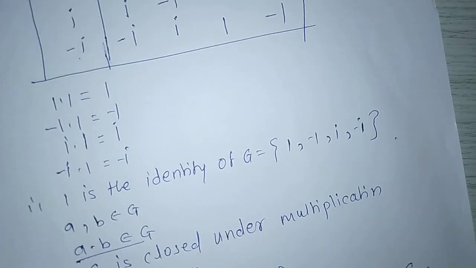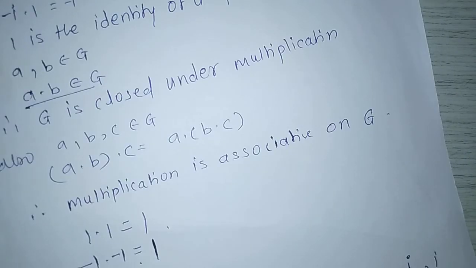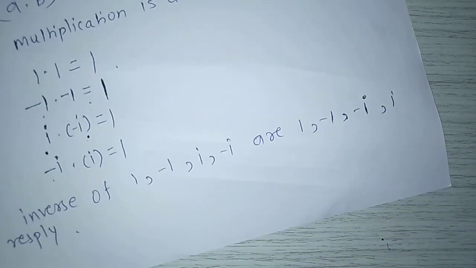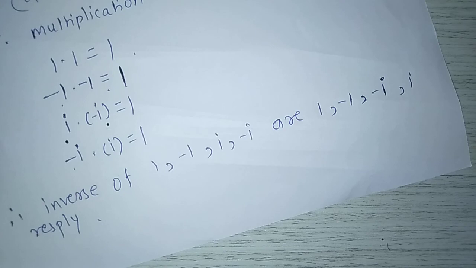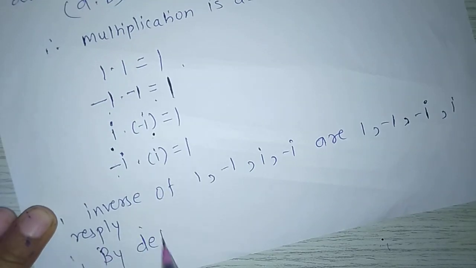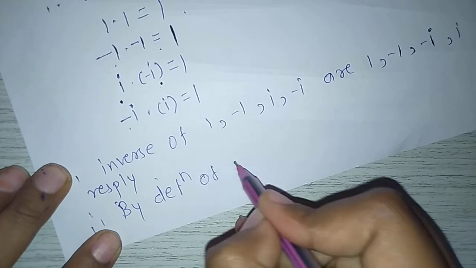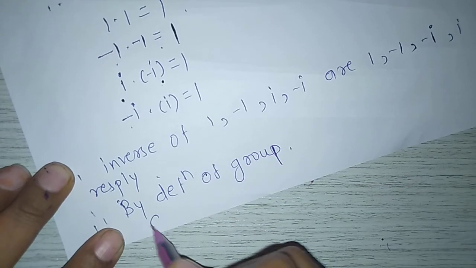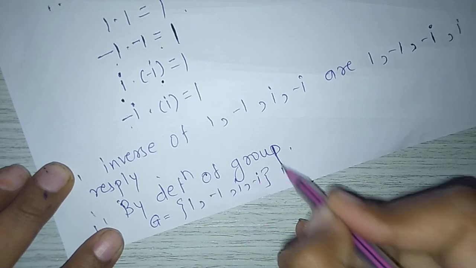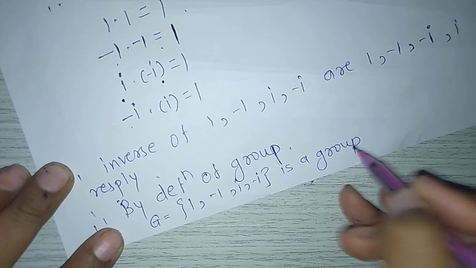Therefore here we get G is closed under multiplication. Also multiplication is associative on G. 1 is the identity of G, and the inverses of 1, minus 1, i, minus i are 1, minus 1, minus i, i respectively. Therefore by the definition of a group, G equal to 1, minus 1, i, minus i is a group under multiplication.